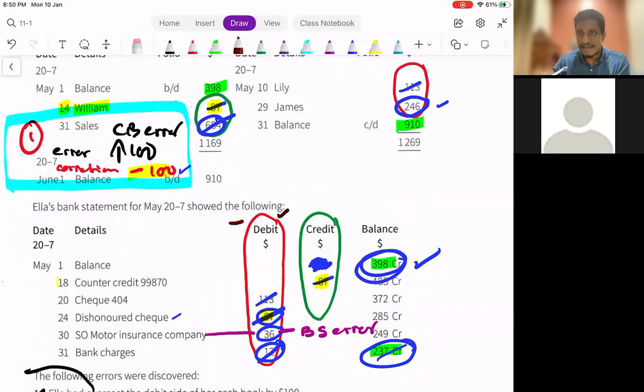Bank statement debit means they minus. They mistakenly minus the 36. To do the correction, you need to add back. They mistakenly minus in the business account, so now to do the correction, we plus back, we add back because they mistakenly minus. So this 36 bank statement error will be added to the bank statement balance.